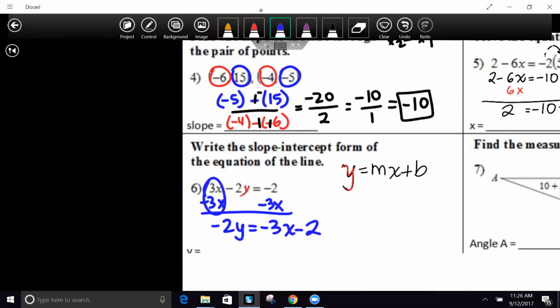Subtracting out 3x from both sides. I've got to solve for y, so what should I do to get that y by itself? Divide by 2. The 2's are going to cancel, giving me y. Bingo. Good stuff.